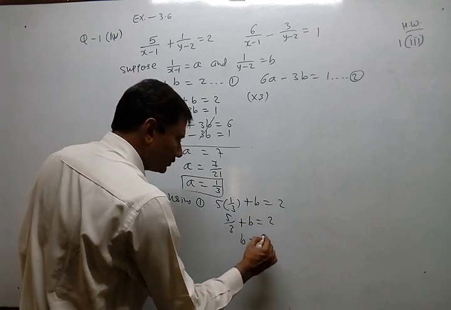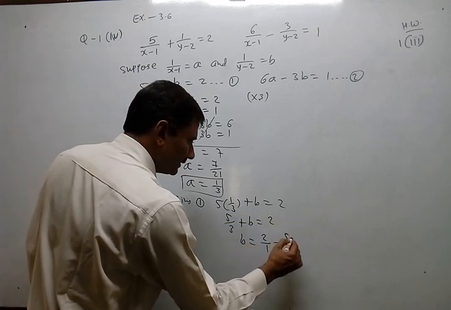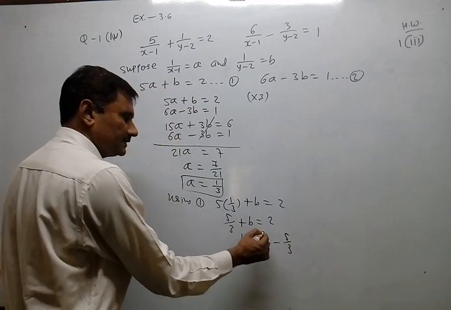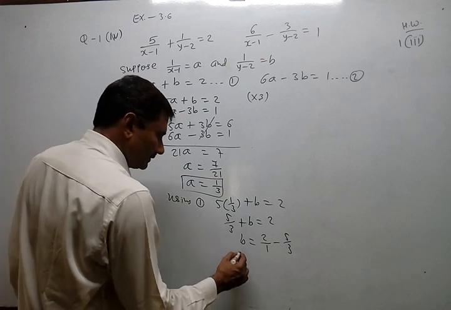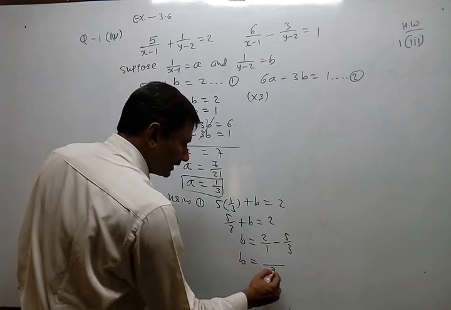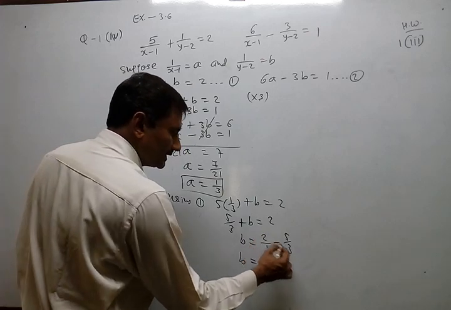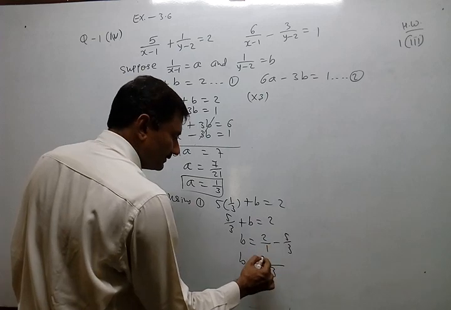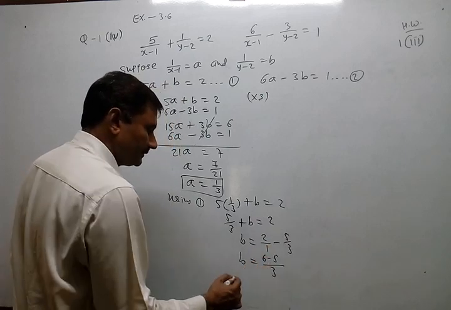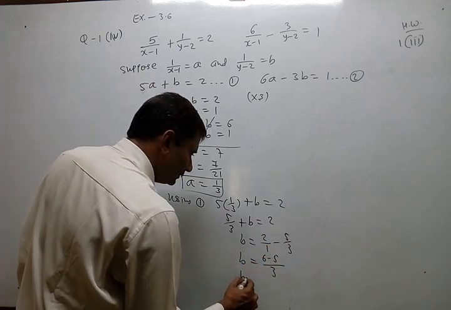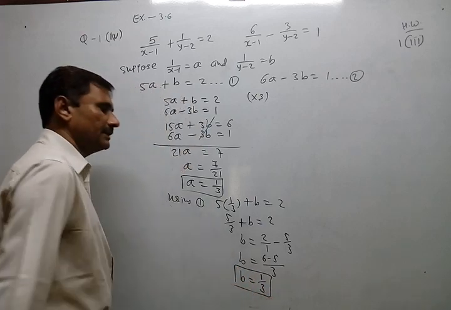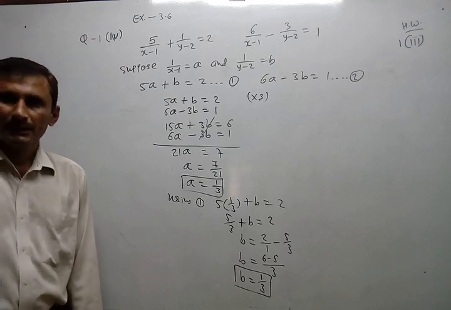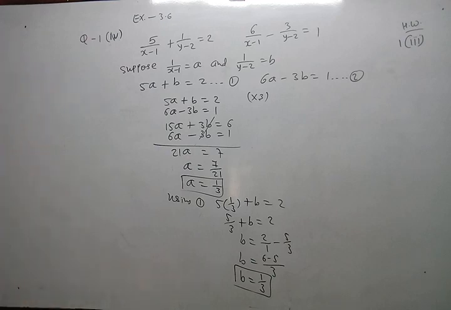So b equal to 2 upon 1 minus 5 upon 3. When one fraction is there, convert the other also into a fraction. Now cross multiply. 3 1s are 3. Now 3 2s are 6 minus 5 1s are 5. 6 minus 5 is equal to 1 by 3. So we got b equal to 1 by 3. So we got a as well as b.